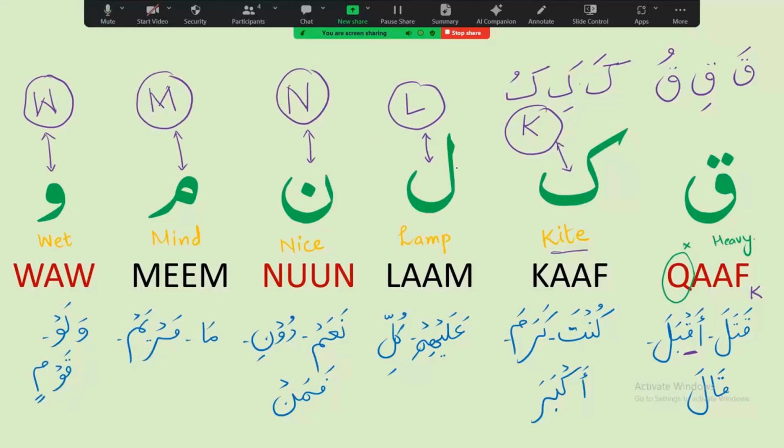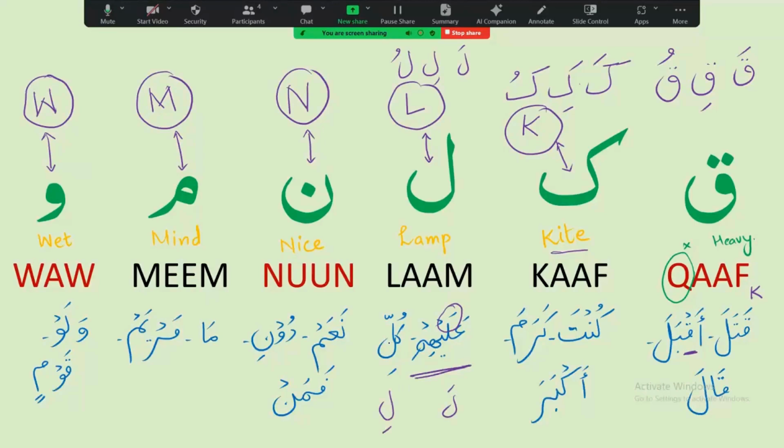So this lam letter, just like we say lamp in English, right? Let's see the example here, which is alayhim, the la sound here. Or we say kulli, the li sound here. La, li, lu, all of the sounds we have. So in the first one we have la sound, in the second one we have li sound.